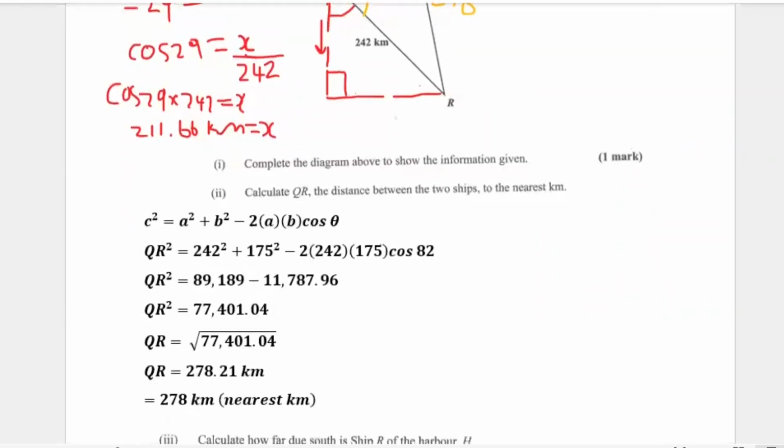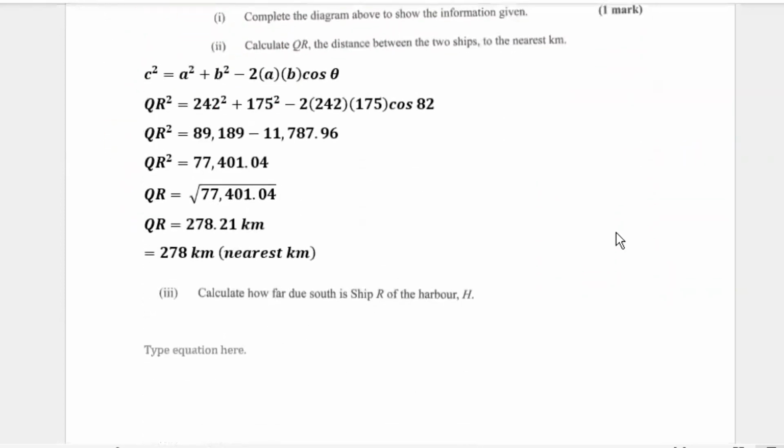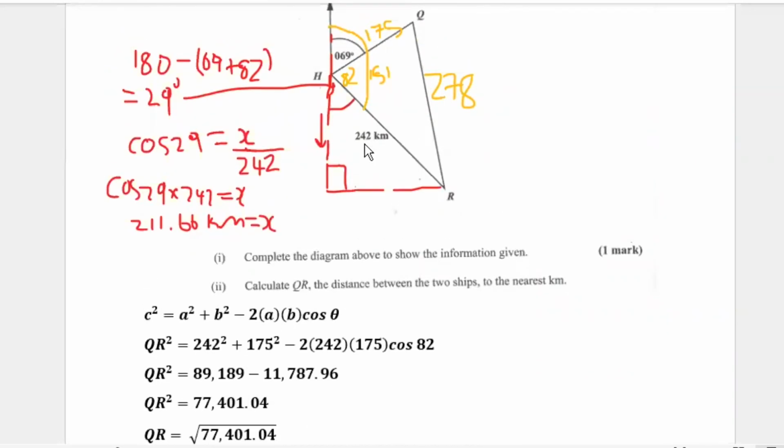So we're looking at kilometers. So how far due south is ship R of the harbor? So that's why we extend our line here. How far due south is ship R of the harbor? So we calculated first, we find the missing angle here, and then we use our trigonometry to solve this. So it is cos 29 over the adjacent, which is what we're trying to find, the distance here over the hypotenuse. So it is cos 29 is equal to x over 242, and we got the 211.66 kilometers.